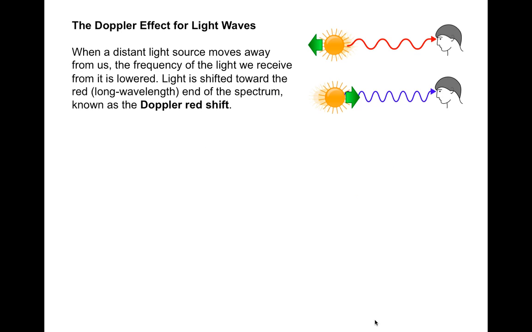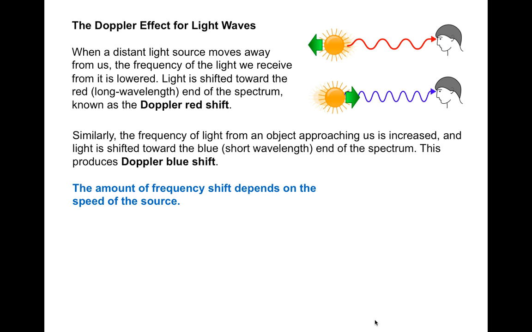So when talking about the Doppler shift or the Doppler effect for light waves, again, as light is shifted toward the red, the longer wavelengths, we have a Doppler redshift. As the waves are shifted towards the blue end with a shorter wavelength, this creates a Doppler blue shift. The amount of frequency shift depends on the speed of the source. So the speed of the source is what determines the frequency, or the pitch in terms of sound, or the color that we are able to see.